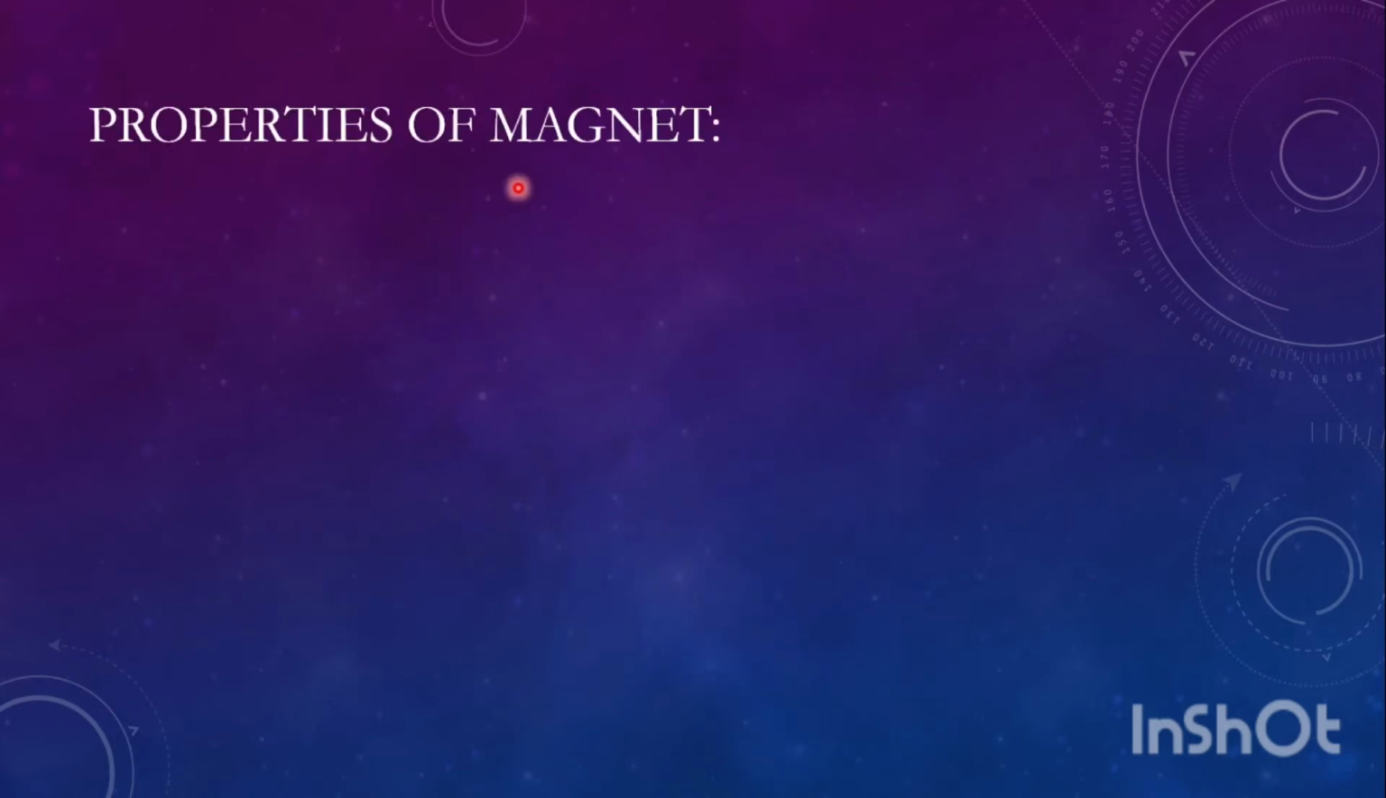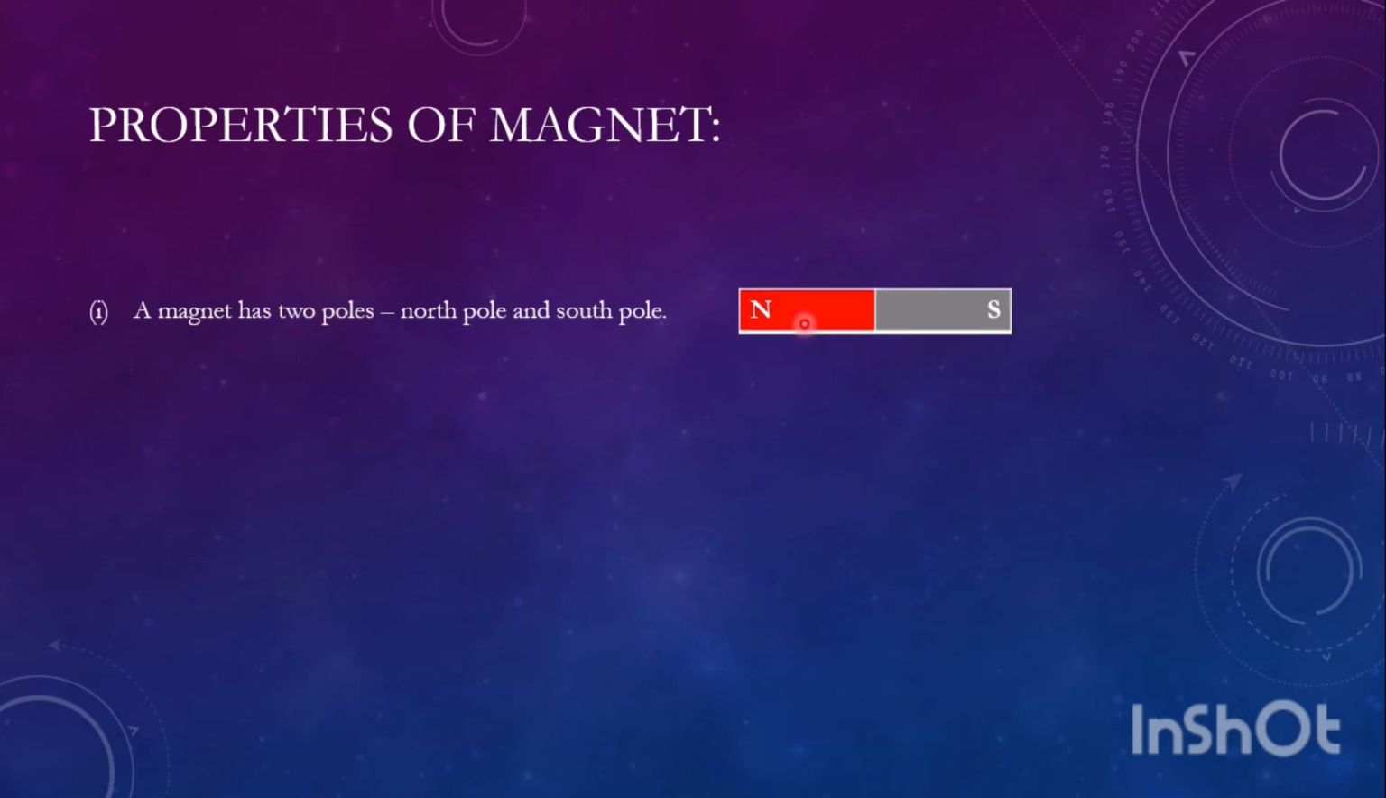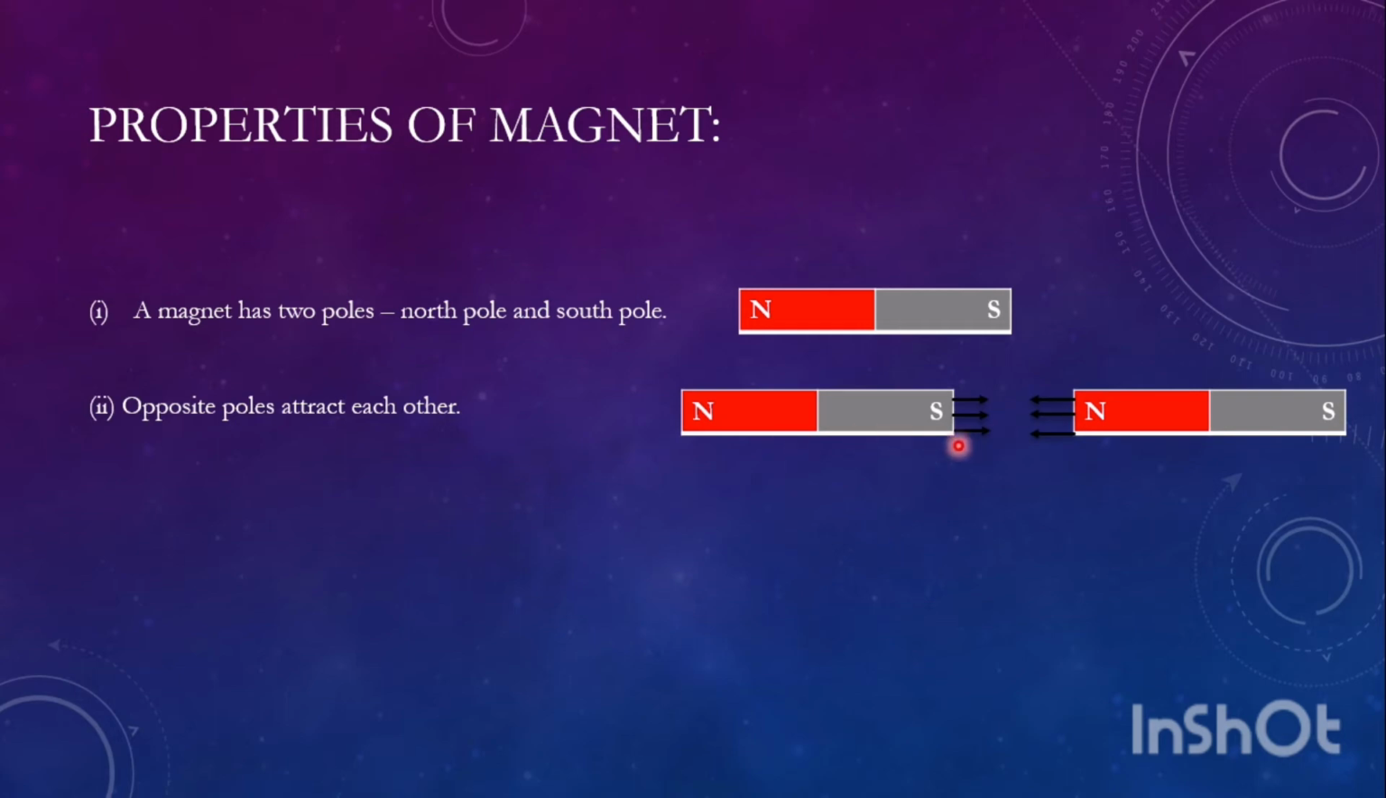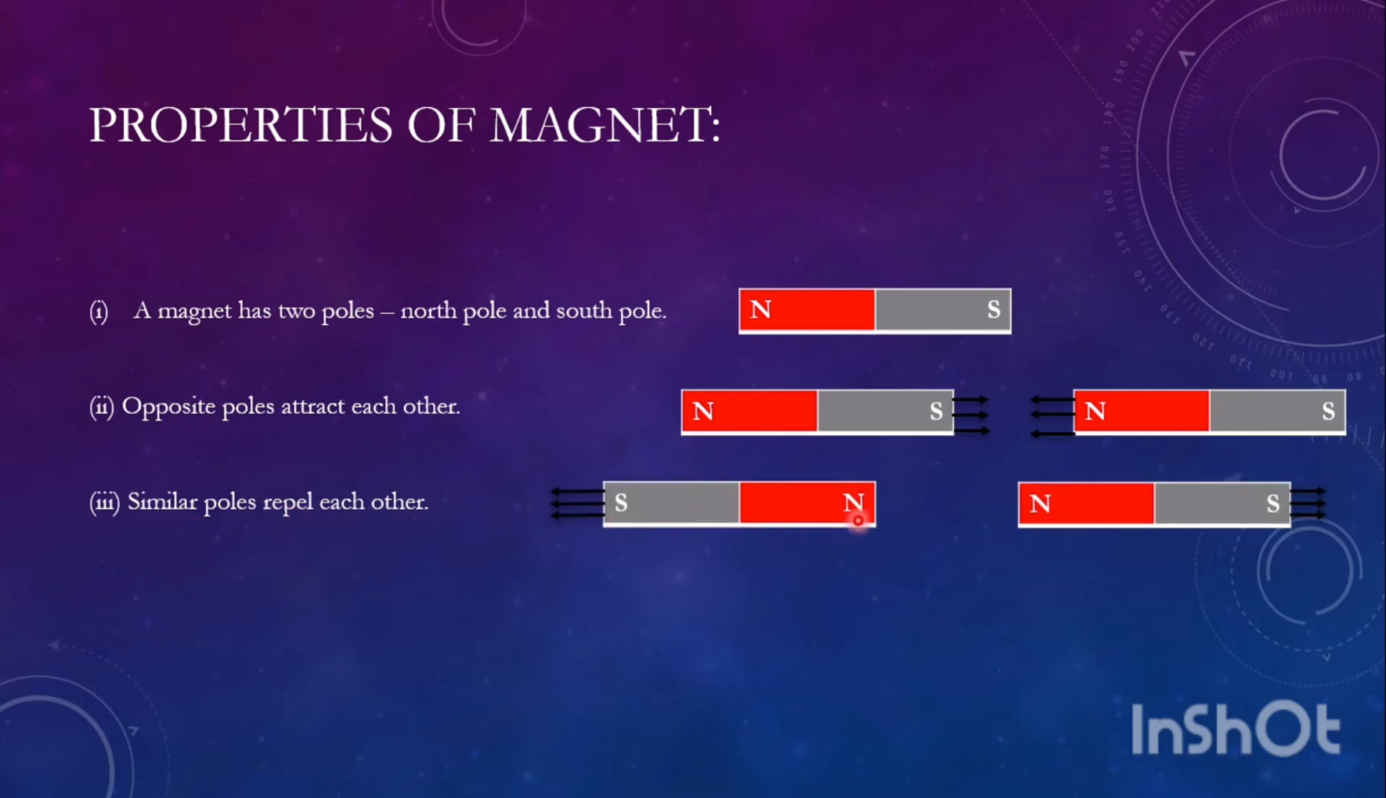The properties of a magnet. A magnet has two poles, that is north pole and south pole. Here you can see a bar magnet having two poles, north and south. Opposite poles attract each other. It is a very essential quality of a magnet that its opposite poles attract each other. Similarly, similar poles repel each other. Here you can see that similar poles repel each other.